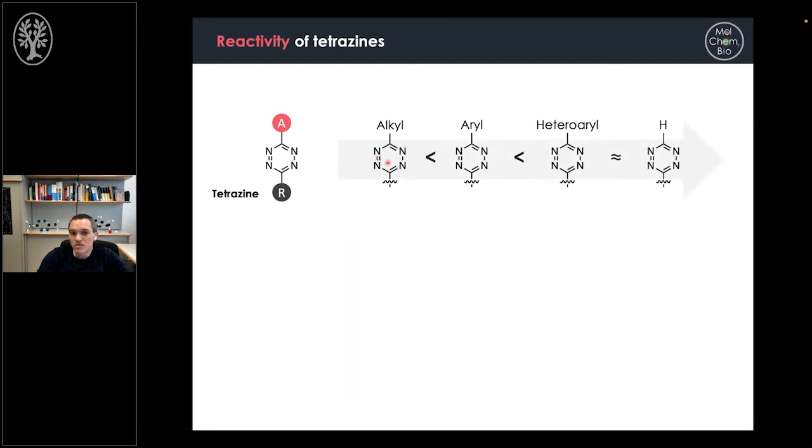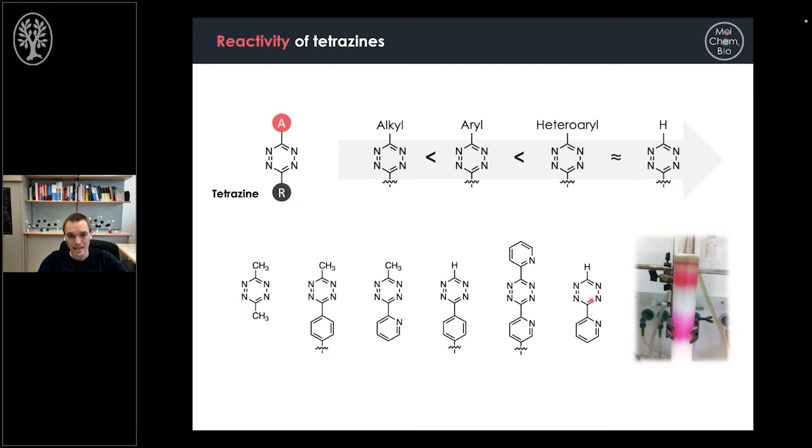The reactivity of tetrazines usually, or in general, increases depending on the substituent from alkyl to aryl. Electron-withdrawing or electron-poor heteroaryls, I would say, have similar reactivity to H-tetrazines, so monosubstituted tetrazines here. So of course that means there are plenty of different combinations possible, and I'd say the aryl-H here and the bis-pyridyl tetrazine, these two are definitely the most widely used ones when it comes to very fast tetrazine ligations and especially in vivo chemistry.